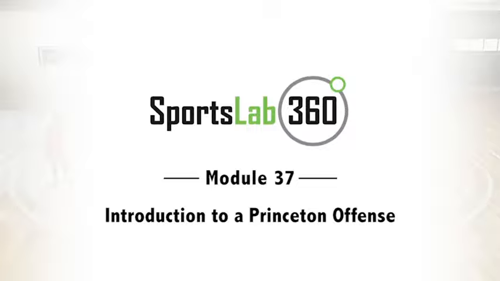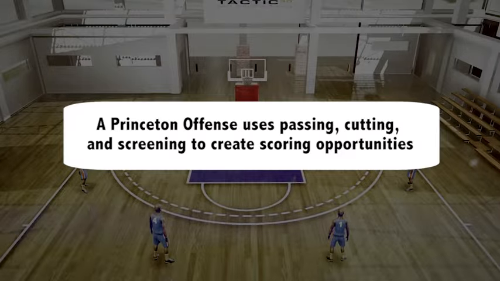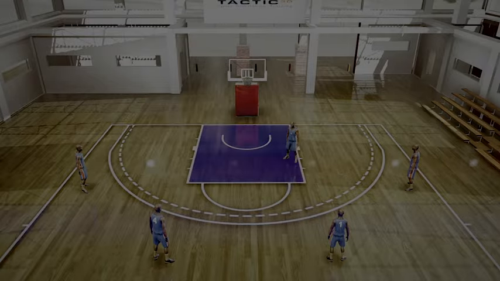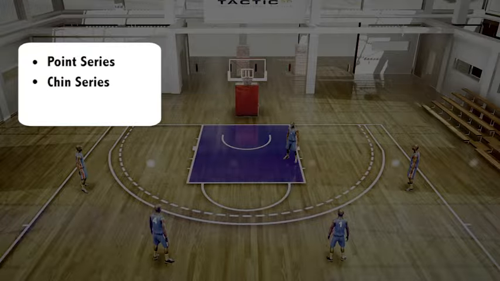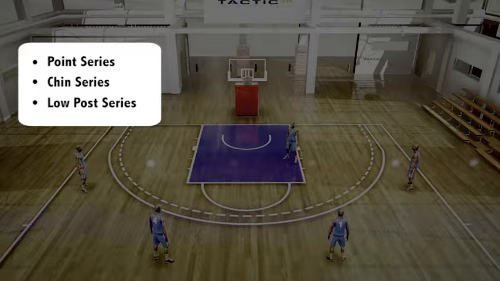Welcome to Module 37, Introduction to a Princeton Offense. A Princeton offense uses passing, cutting, and screening to create scoring opportunities. In this introductory module, we will focus on the three most common actions in the Princeton offense: the point series, chin series, and low post series.